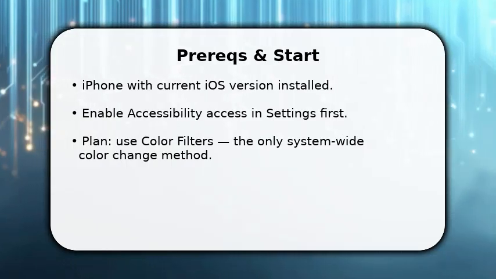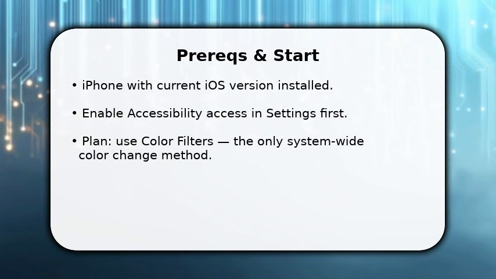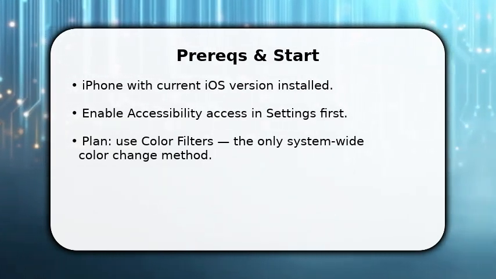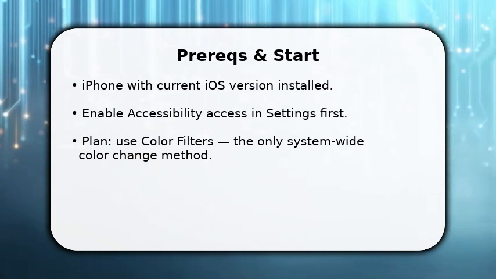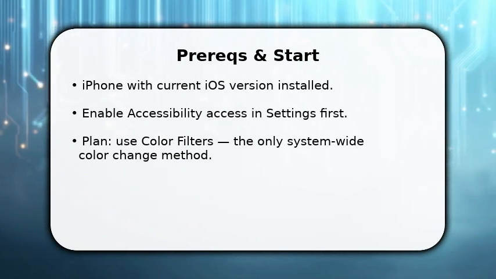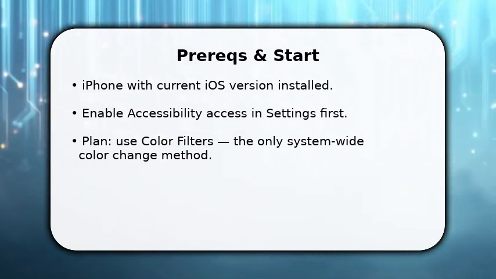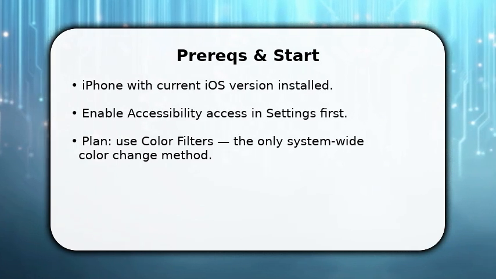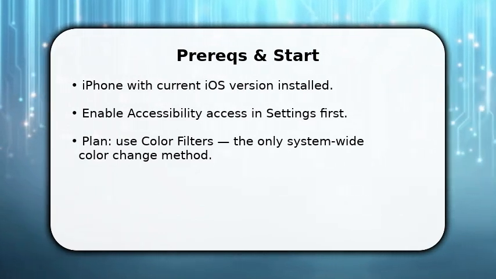You need an up-to-date iPhone and accessibility access enabled. Once ready, open Settings and go to Accessibility to begin. Don't linger on wallpaper tricks, they won't change control center hues reliably. Instead, head straight to Display and Text Size, then Color Filters. You'll create a custom filter that shifts system colors, which alters control center appearance.